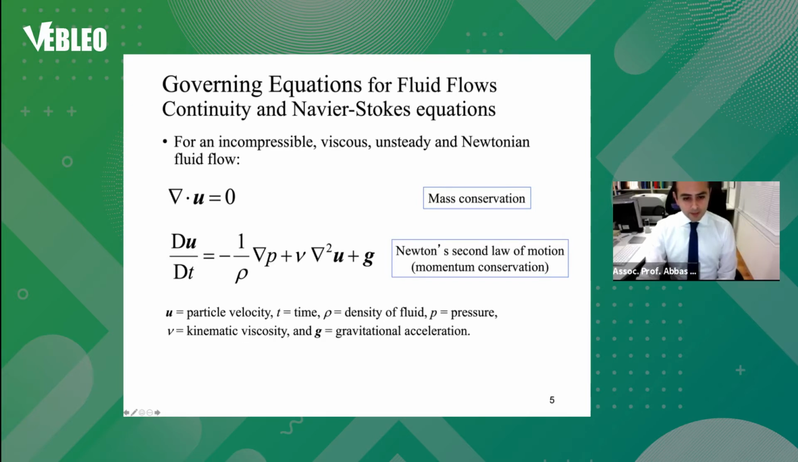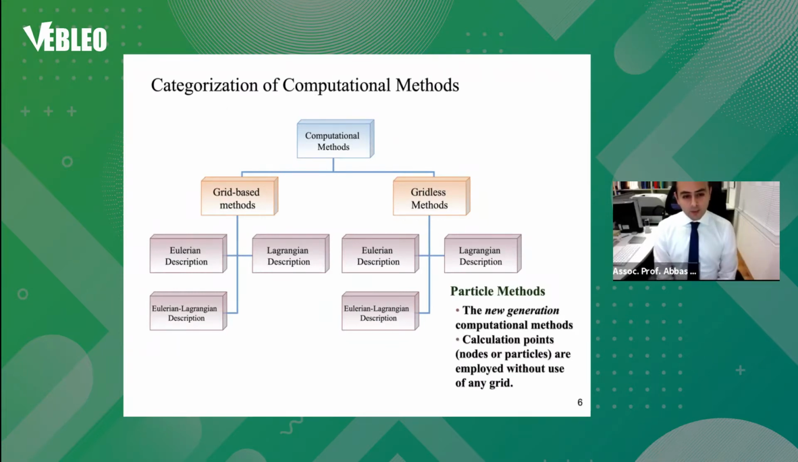So we have these PDEs as the governing equations for incompressible, viscous, unsteady flow. In this case, we have a Newtonian fluid. We can also consider non-Newtonian, but in this case, we have Newtonian. And the question is how we can solve the governing equations. Traditionally, we can apply grid-based methods such as the finite volume method to solve these equations numerically.